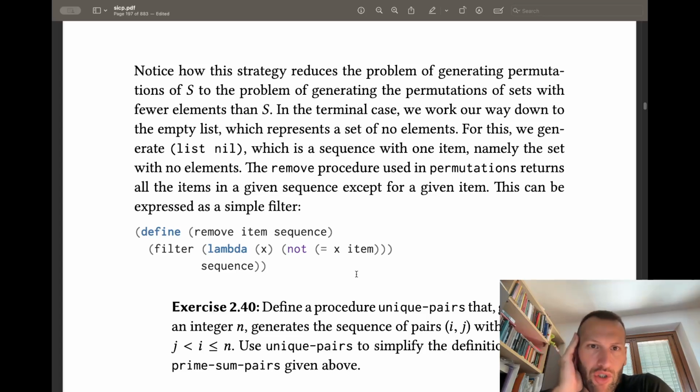Notice how this strategy reduces the problem of generating permutations of S to the problem of generating the permutations of sets with fewer elements than S. In the terminal case, we work our way down to the empty list, which represents a set of no elements. For this, we generate list nil, which is a sequence with one item, namely the set with no elements. The remove procedure used in permutations returns all the items in a given sequence except for a given item. This can be expressed as a simple filter.